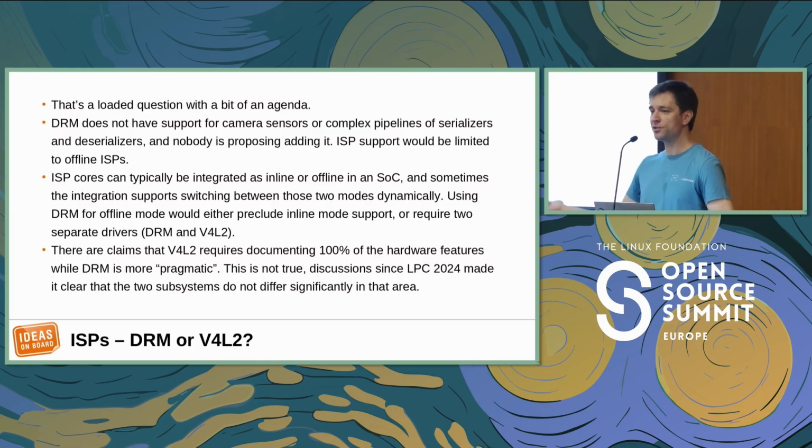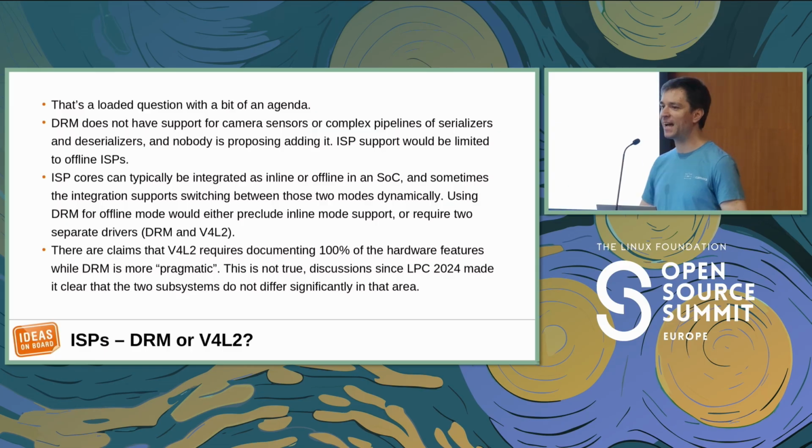So, well, first of all, technical arguments. DRM doesn't support camera sensors. It won't. Nobody wants to do that. The pipeline with the streams, that's complicated. We don't know how to do that in DRM. So any inline ISP that's connected to a sensor, DRM couldn't support that.